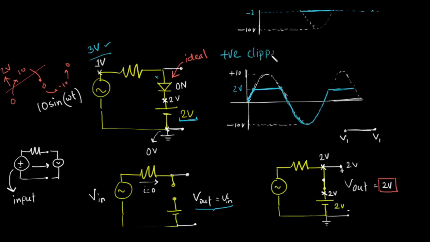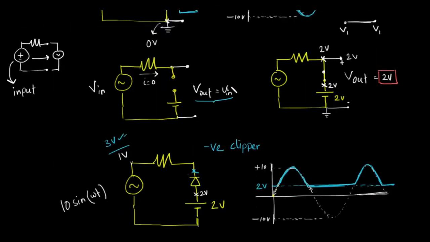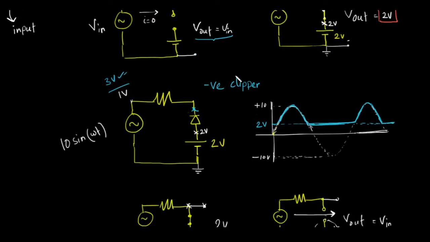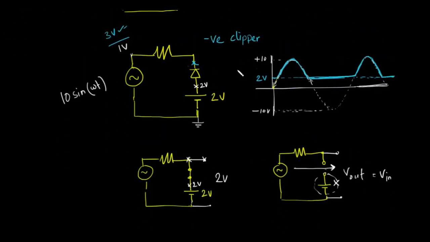Okay, so this was the explanation, but to remember, you can just see the direction of the diode. Since the diode is pointing downwards, that means that all voltages below 2 volt will be allowed to pass. You see that all voltages below 2 volt are passing, and in the next configuration, the diode is pointing upwards, so all voltages above 2 volt will pass. You see that all voltages above 2 volt are passing.